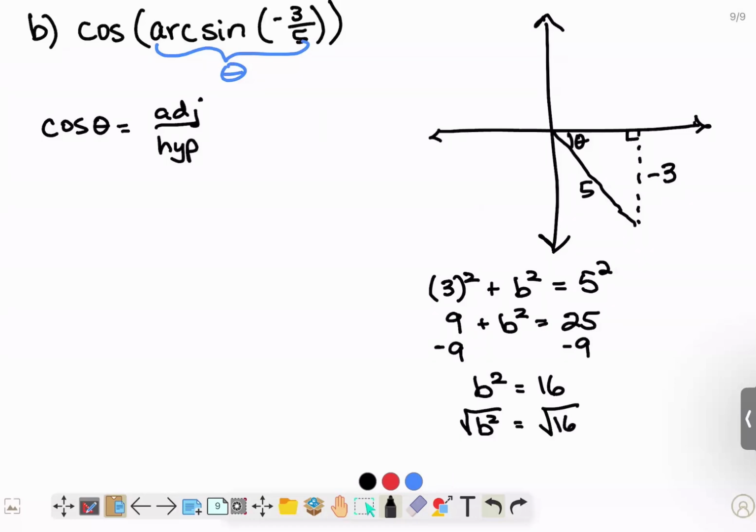And the way that I have drawn this already makes it clear that this is going to be positive. This x coordinate is going to be positive. So I want the positive square root, which is just 4. So this is going to be 4 up here. And I can use that to find cosine of this angle. The adjacent side is 4, hypotenuse is 5. I'm going to double check. Sine is negative. Cosine is positive. And my answer should still be something that's between -1 and +1.